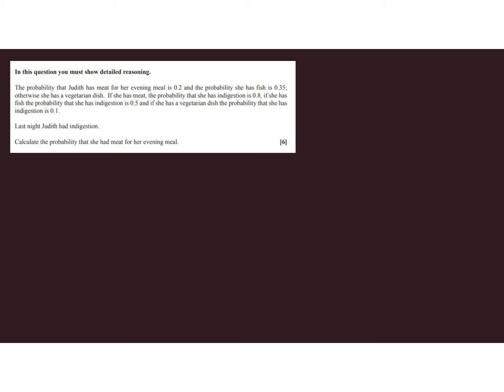The probability that Judith has meat for her evening meal is 0.2. And the probability she has fish is 0.35, otherwise she has a vegetarian dish. And then we've got some conditional probabilities that come up after that. Make sure you've read them really carefully. Now, we are told that last night Judith had indigestion. Calculate the probability that she had meat for her evening meal.